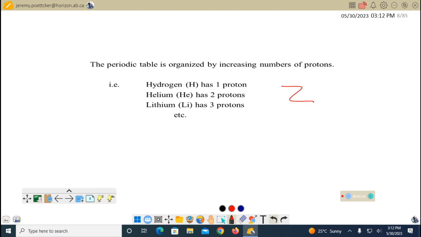So for example, if I find Einsteinium on the periodic table, and if you don't have your periodic table out, pause it and get a periodic table out. When you find Einsteinium on your periodic table, you'll find that it is number 99. And Z is equal to 99 for Einsteinium. Okay, lovely. Which means it has 99 protons.